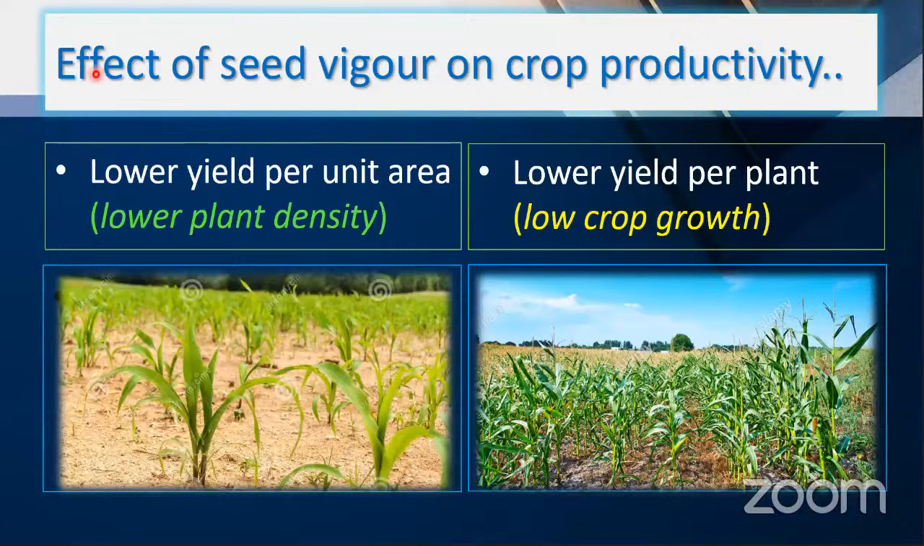So this is only because of seed vigor. If the seed vigor is low, you may get the number of plants per unit area, but the crop growth will be low, and because plant density will be low, you also get lower yield. So this is the important influence of seed vigor on crop productivity.